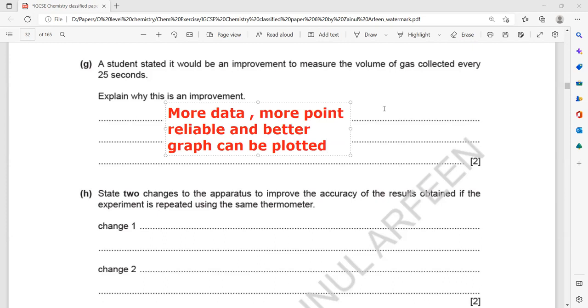A better graph can be plotted as we have more points, and more reliable results are there. If I have only 1, 2, 3 points, I can just make a sketch here. But if I have more points, I can easily work out what the actual trend will be. Is it clear, this one? Yes, sir, clear.